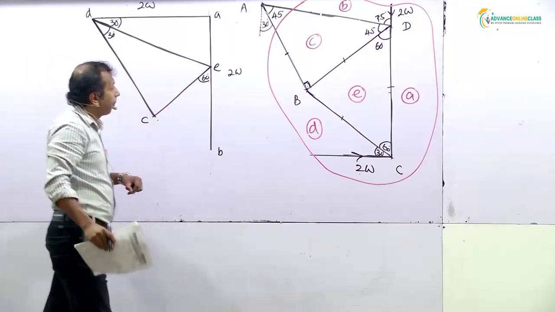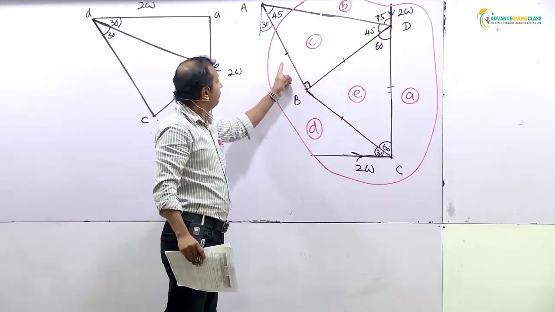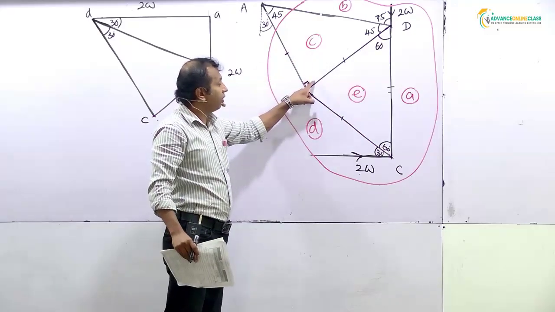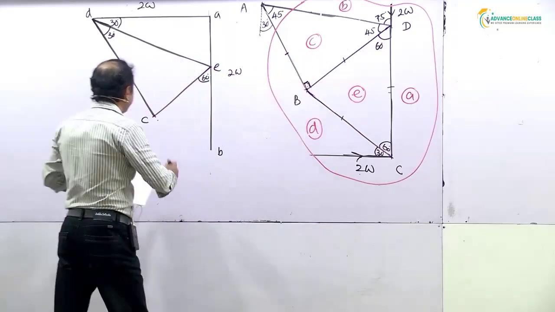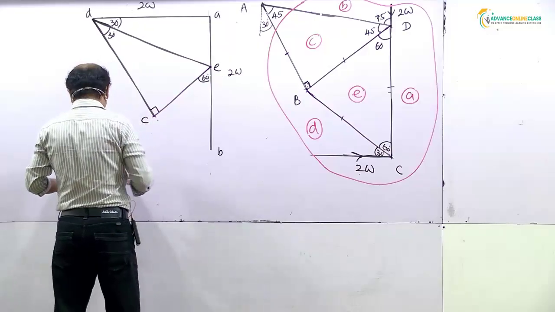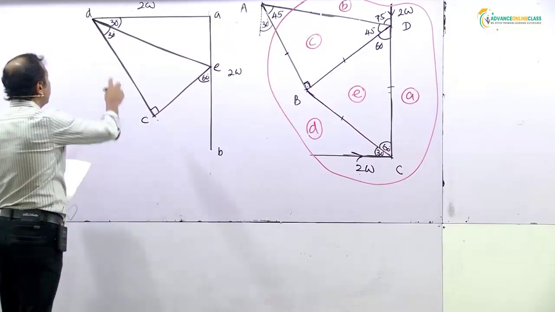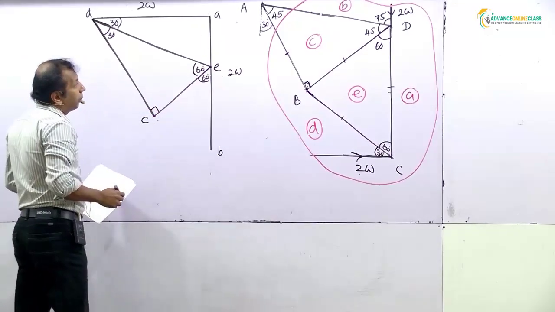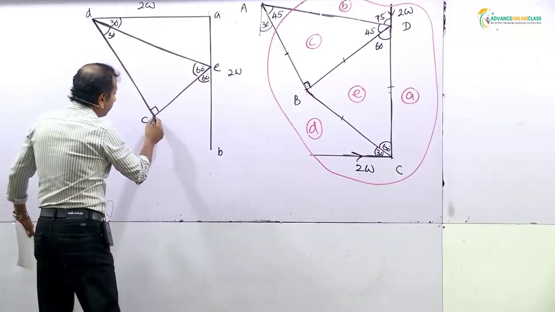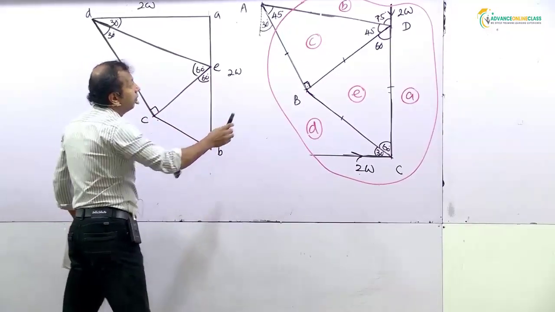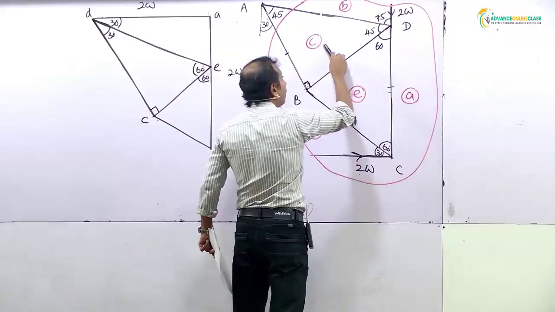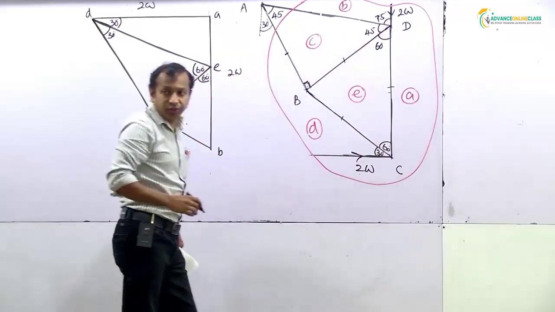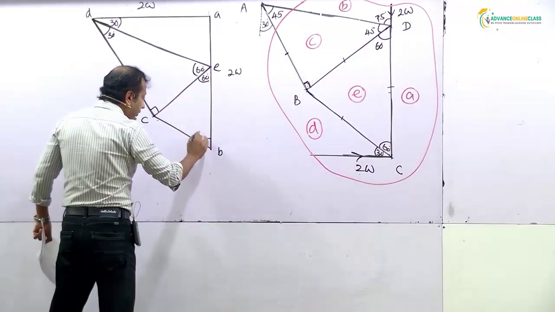DC and CE. CD means this. CE is this. Between them, 90. This is 90. This is 30. Therefore, this is 60 again. Right. Then join this BC. We get like this. BC makes with the vertical 75. Then where is the 75 angle? Here. This is 75.